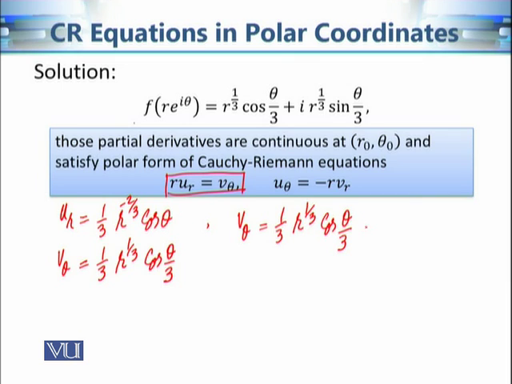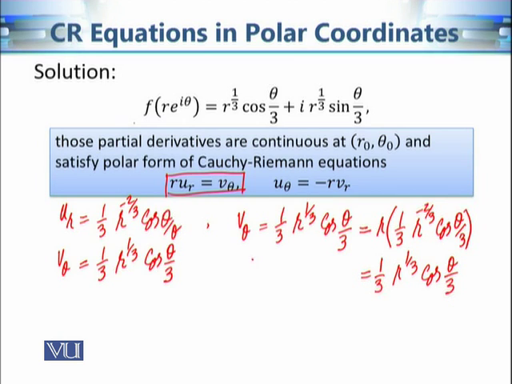So is this equal to r multiplied by ur? R multiplied by, so what is ur? So 1 by 3 r raised to power minus 2 by 3 cosine theta by 3. Okay, so we can simplify this, and we have 1 by 3. So r raised to power 1 multiplied with r raised to power minus 2 by 3 becomes r raised to power 1 by 3 cosine theta by 3. So this first Cauchy-Riemann equation is satisfied.